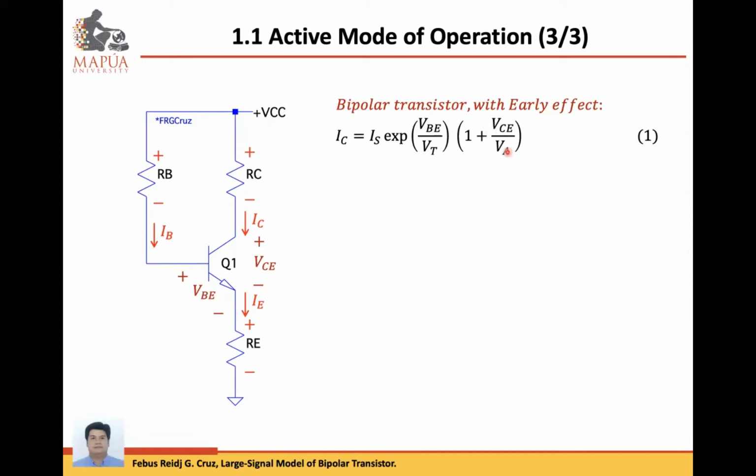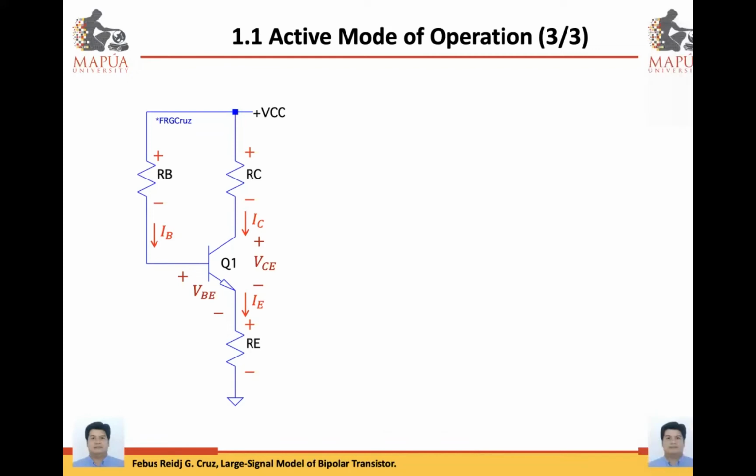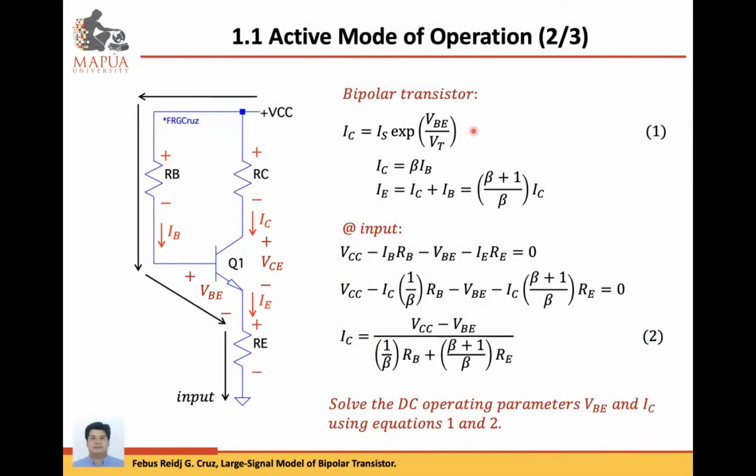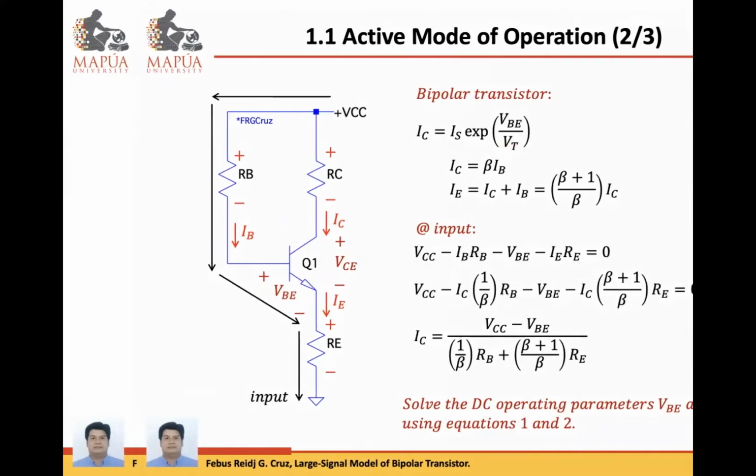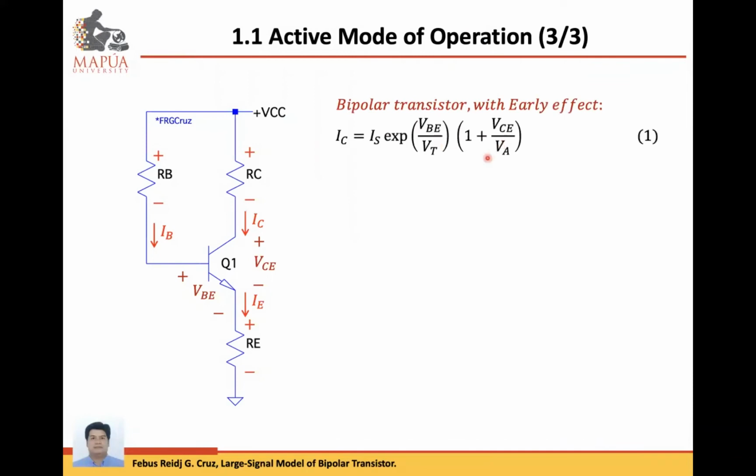All right. Now, we can say ignore the early effect when VA is equal to infinity. So when VA is very, very high, then this becomes 1 plus 0. So we will have the simplified model. So in the previous equation, this is where VA is equal to infinity. Ito yung equation natin. Okay? Now considering the early effect, this will be the model.